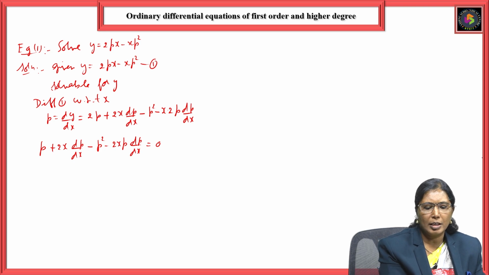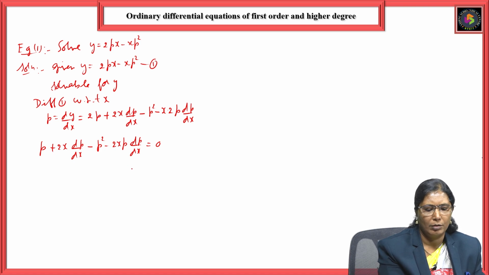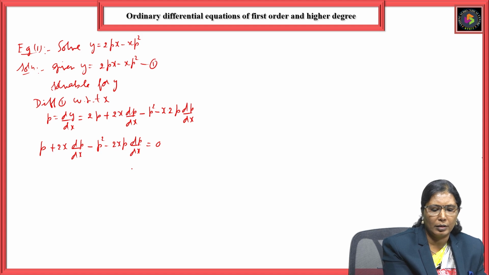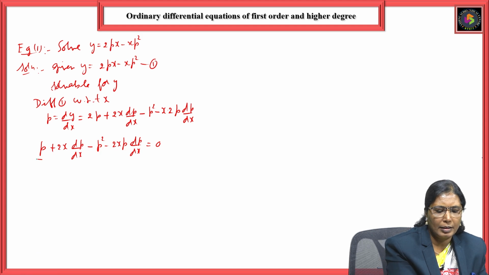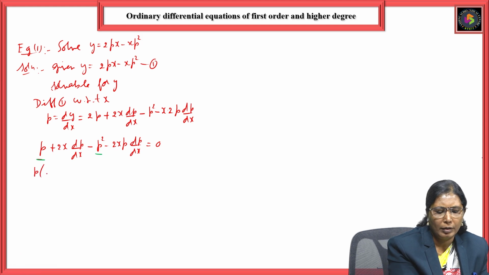Okay. Now this equation you should solve. This is a differential equation in p and x. We have to solve this. So now how to solve? See here, in this term and this term, what is common? p. So if you take p common, you get 1 minus p.